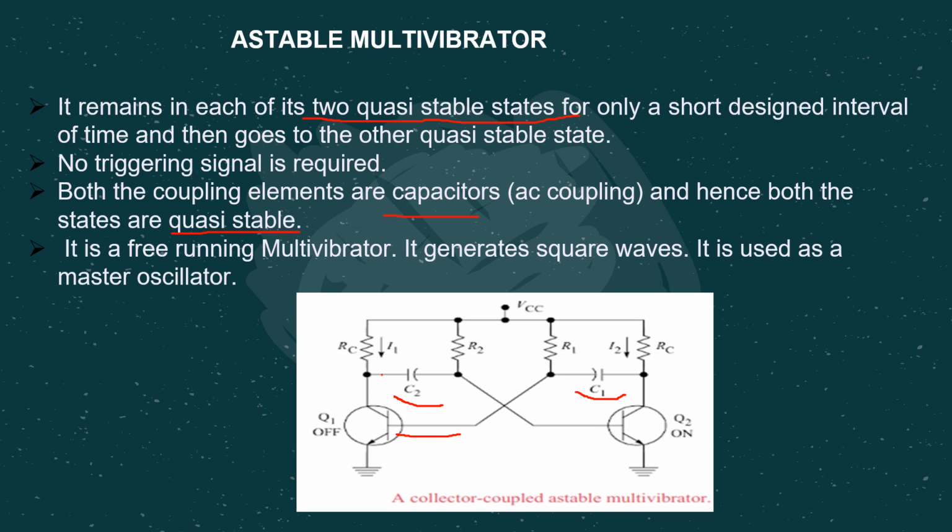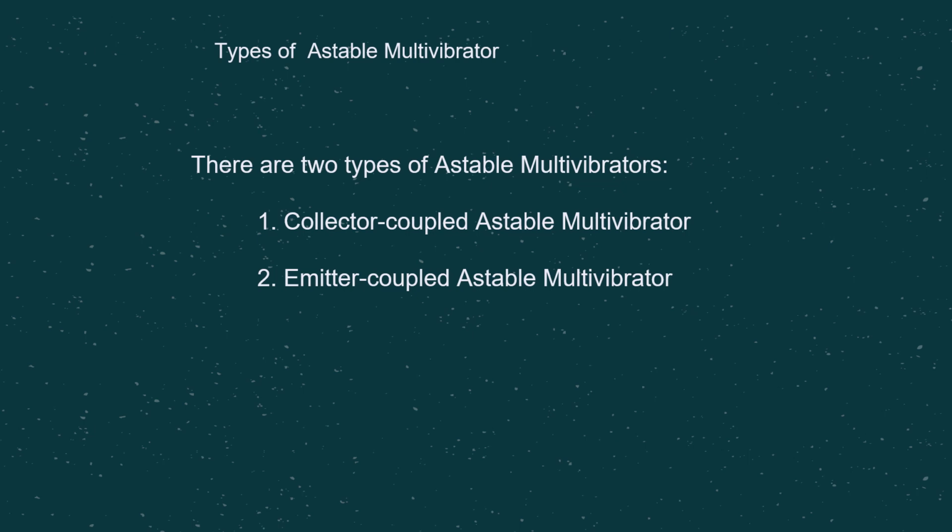It is a free-running multivibrator. If you take output at the collector of second stage, you will get a square wave. It is used as a master oscillator. There are two types of astable multivibrators. First one is collector coupled astable multivibrator. Second one is emitter coupled astable multivibrator.